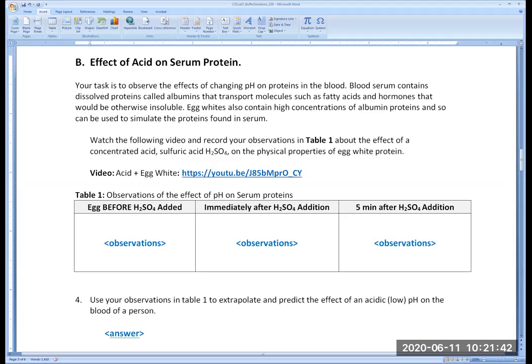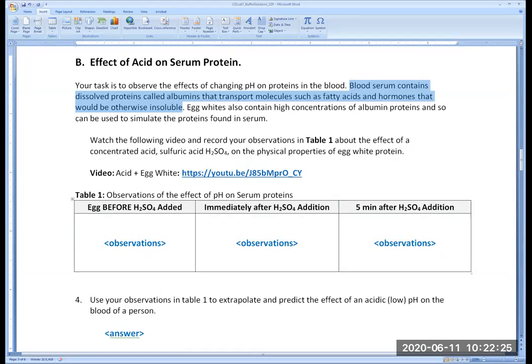Blood serum contains dissolved proteins called albumins that transport molecules such as fatty acids and hormones that would be otherwise insoluble. So we need those proteins to transport fatty acids and hormones that need to be delivered elsewhere in the body. And so we need those albumins to be able to do their work, right? And float in the blood. So they should not be changed, right? Here you will see, add an acid to egg white, it will change it.